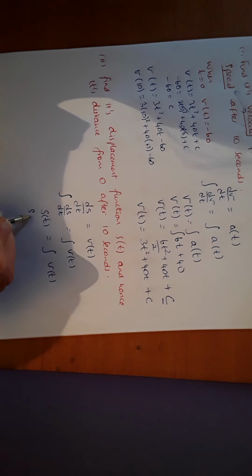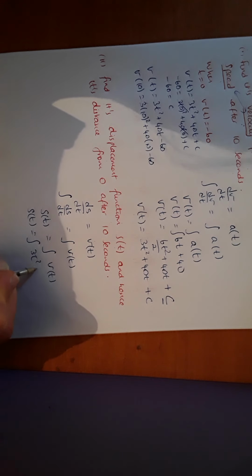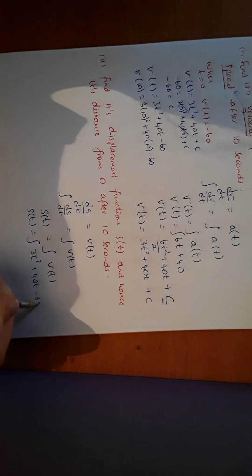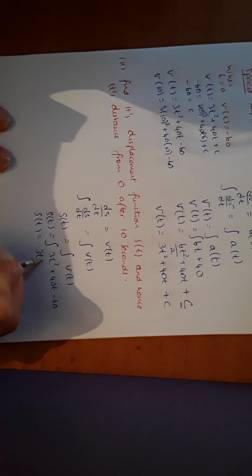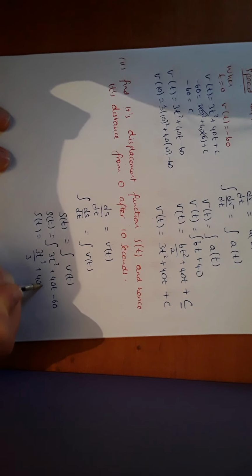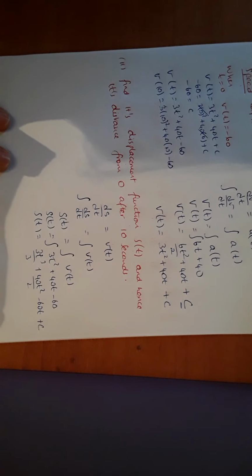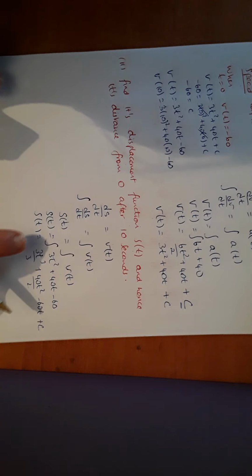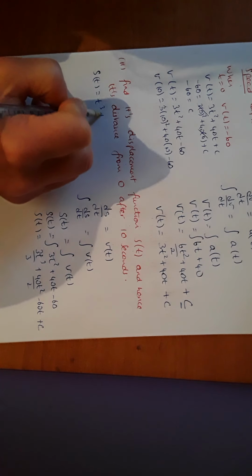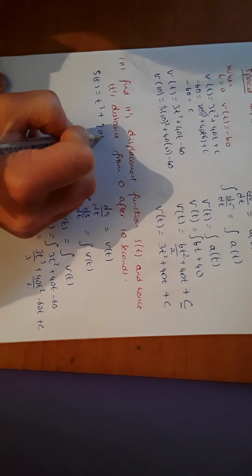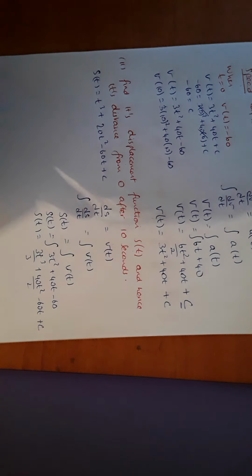So s(t) is equal to integrating the velocity, which was 3t squared plus 40t minus 60. So s(t) is equal to 3t cubed over 3, 40t squared over 2, minus 60t plus c, the constant of integration. Tidy that up, 3 into 3 is 3. So s(t) is equal to t cubed plus 40 divided by 2 is 20t squared, minus 60t plus c. How do I find my constant?